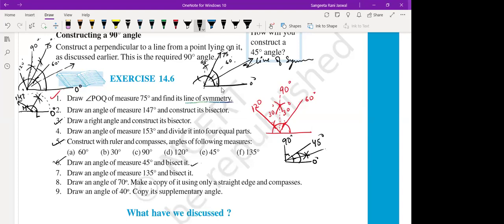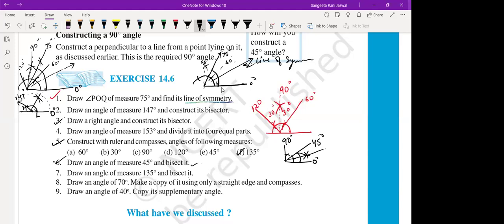Draw an angle of measure 135 degree and bisect it. This 135 degree you have already here. So when you get 135, you have to bisect it. These are all direct questions only. Draw an angle of 70 degree, make a copy of it using only a straight edge and compass. Rest we'll do in tomorrow's class. Tomorrow is Saturday.